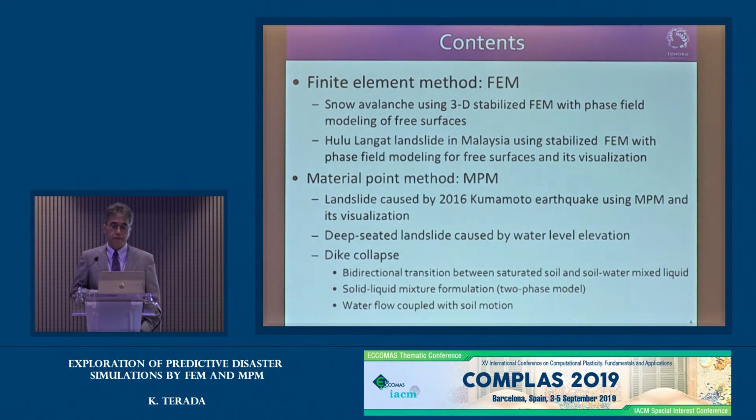So with this background, today I'm going to talk about our current status of numerical simulation of disasters. For that purpose, we extensively utilize the finite element method and also the material point method, depending on the intended use. The problems we target today include one snow avalanche, three kinds of landslides, and dike collapse. The last one is more complicated than the others because we have to deal with water flow coupled with the soil motion.